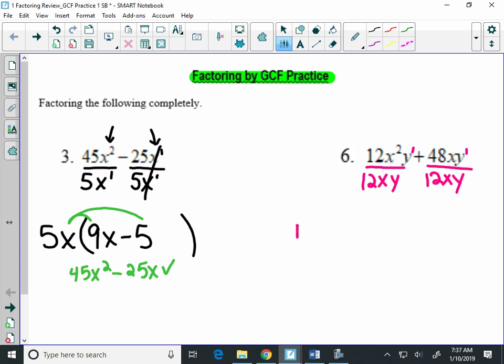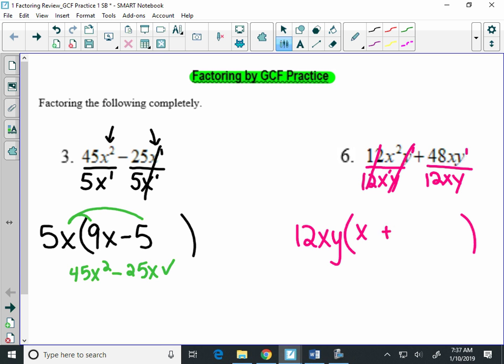Your GCF goes in front, 12xy. When I divide, 12 divided by 12, it's 1. But just like the variables over there, when it's the same thing, they cancel off. You can write 1, you don't have to. X squared divided by x to the first is x, and y divided by y cancels off. So the first term just has an x on the inside of the parentheses.